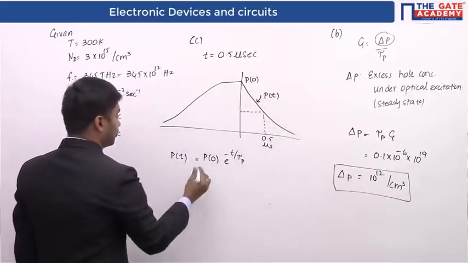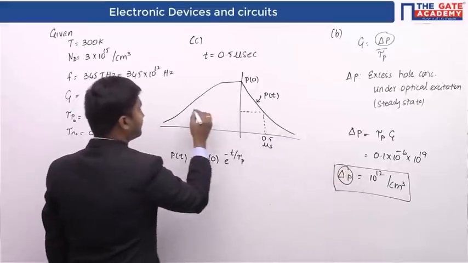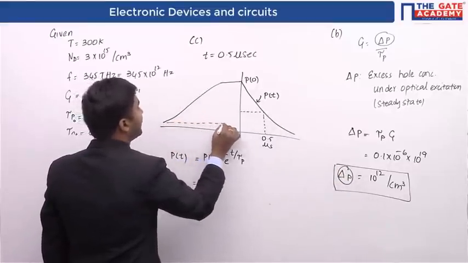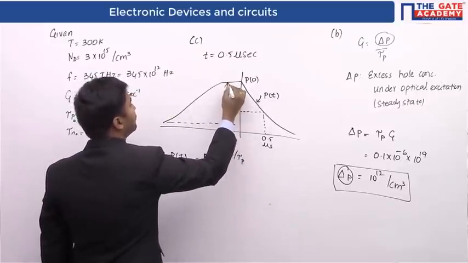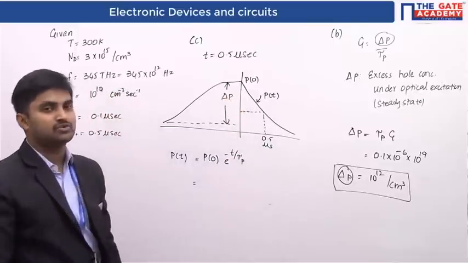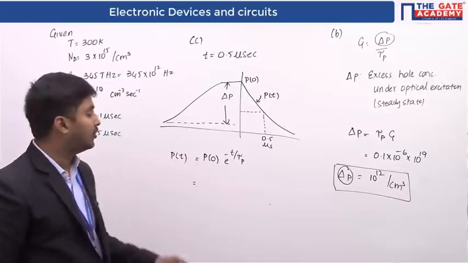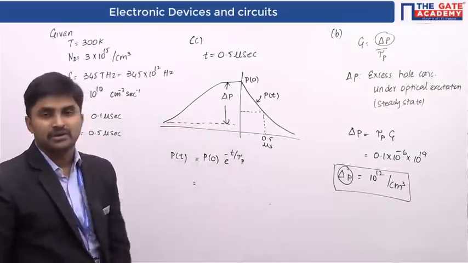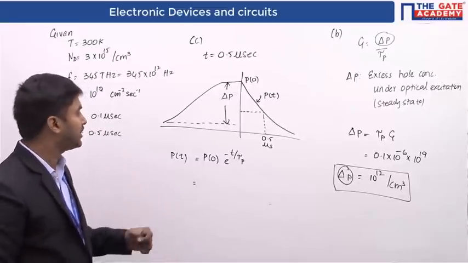So P of 0 will almost be equal to the value of del P, because the value of the thermal concentration is going to be much lesser. So del P is going to dominate, and in this question, because the intrinsic carrier concentration is not given, it is not possible to find out the thermally generated hole concentration. So we are going to neglect it, we can ignore it.